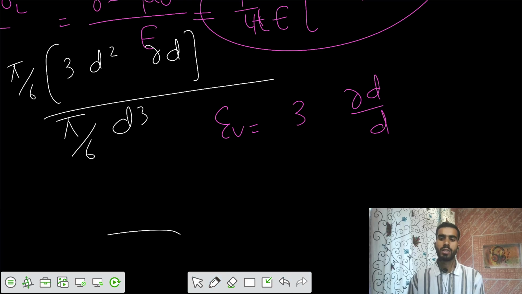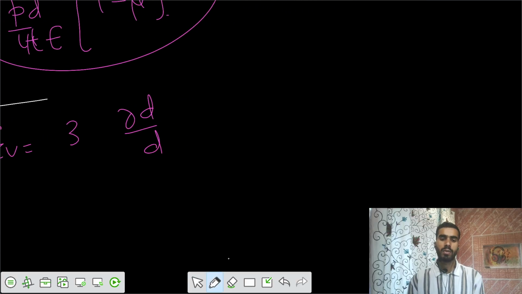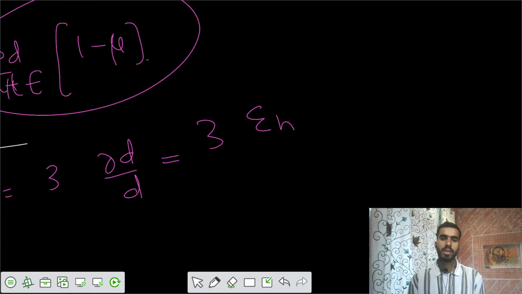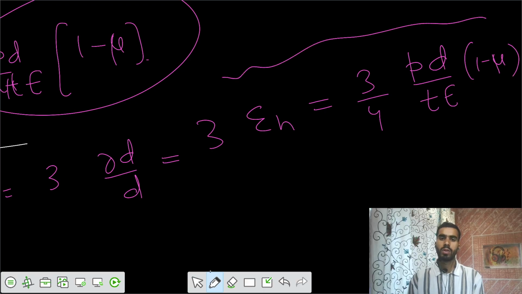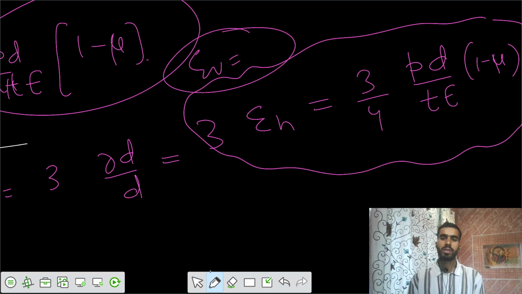So change in diameter by original diameter, that we can say is strain, hoop strain. So that is E times hoop strain, so 3 times EH we can write that. So 3 by 4 of PD by dE (1 minus mu). So this is your volumetric strain. Volumetric strain is 3 by 4 of PD by dE (1 minus mu).